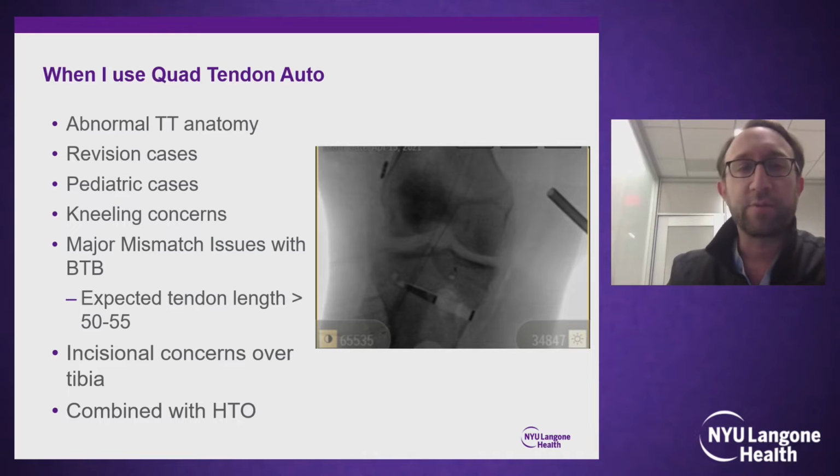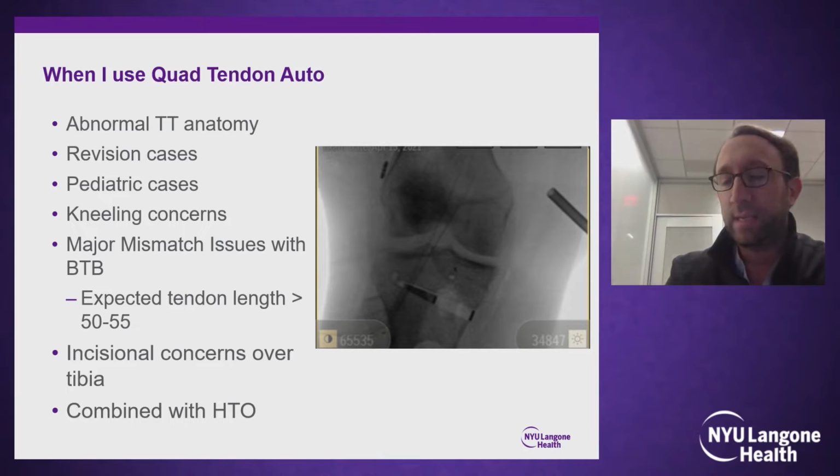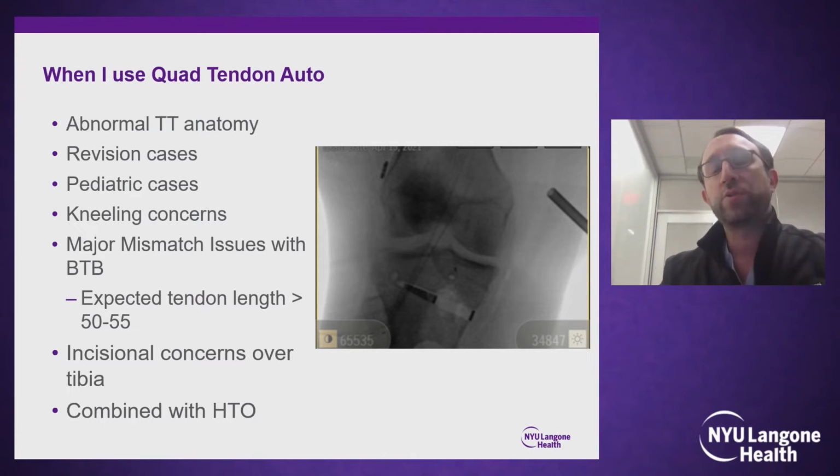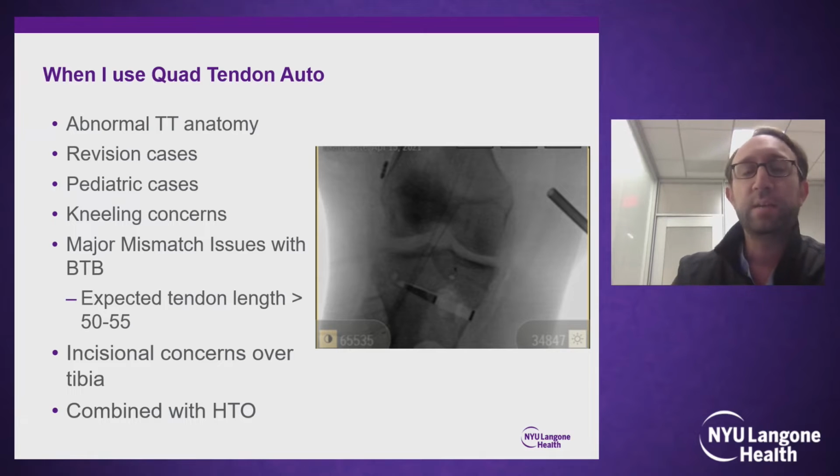So in particular for me, I like to use this graft in any patient with abnormal tibial tubercle anatomy, history of Osgood Schlatter's, or prior surgery on the patellar tendon or the patella. Revision cases could be extremely useful for quad tendon reconstruction, and that's because you can either use soft tissue or you could use a piece of bone from the patella if you want direct bone-to-bone healing.